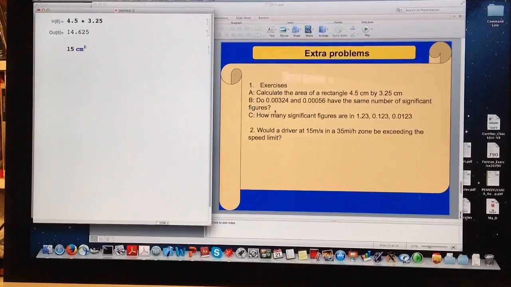Okay, another question. These two numbers, do they have the same number of significant figures? Well, let's count. This one has 1, 2, 3. Remember, we do not count the zeros on the left.